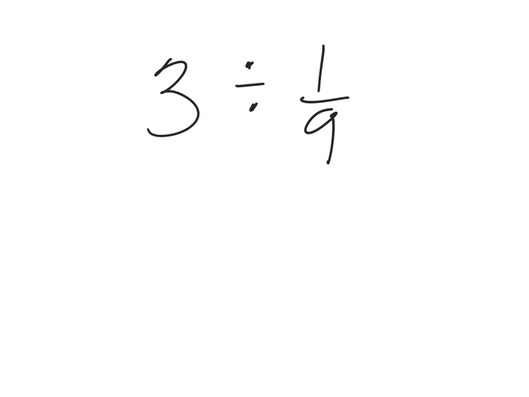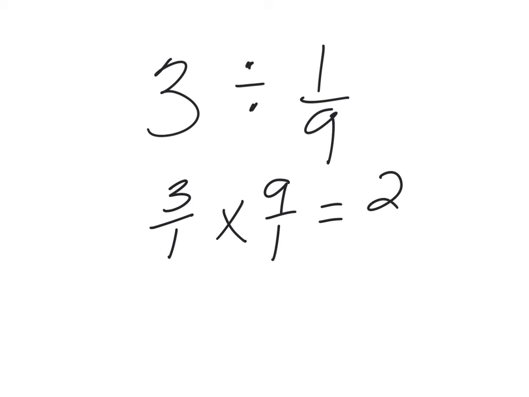All right, on this last one, again, we're going to think about keeping the 3 over 1, times 9 over 1, keep, change, flip, all is the same thing. The only thing that's changing here are numbers. 3 times 9 is 27. 1 times 1 is 1. 27 divided by 1 is 27.